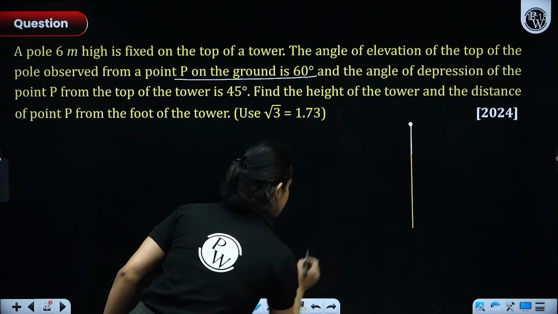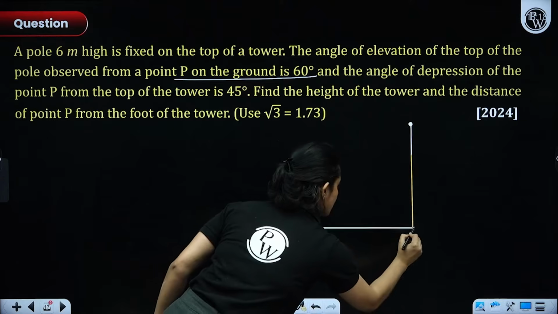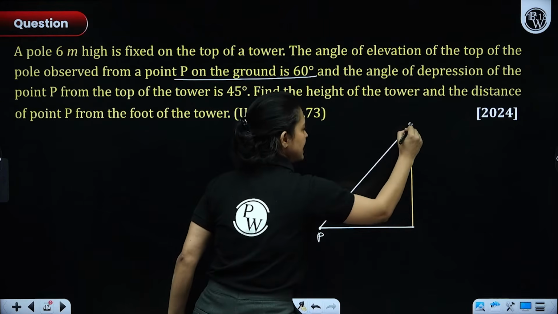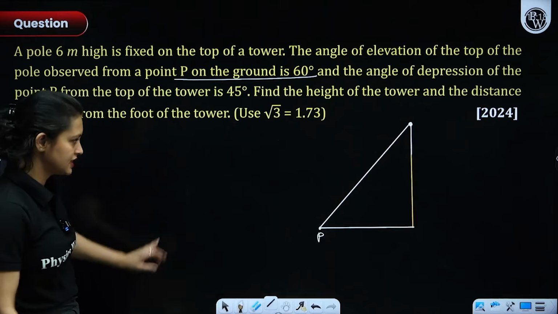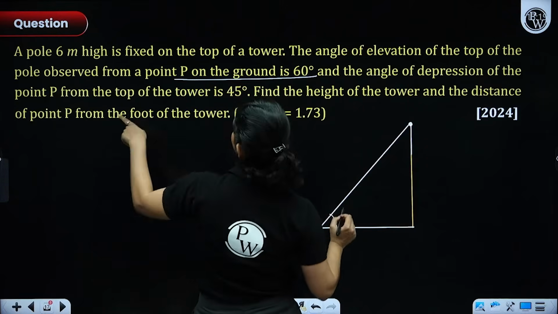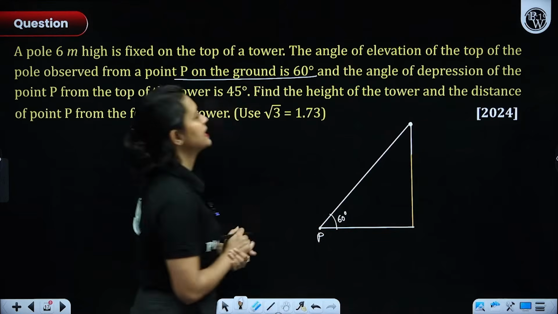Sorry. P and this is the horizontal. Okay, now it's okay. Okay, this is the horizontal and this here is the line of sight. This here is the horizontal, this is the line of sight. The angle of elevation is given to be what? It is given to be 60 degrees. This here. Theek hai ji, okay.